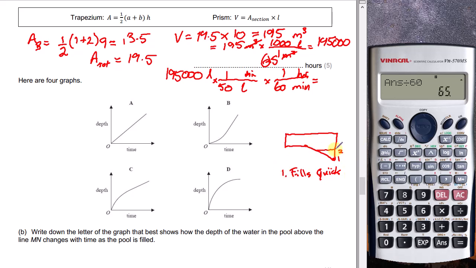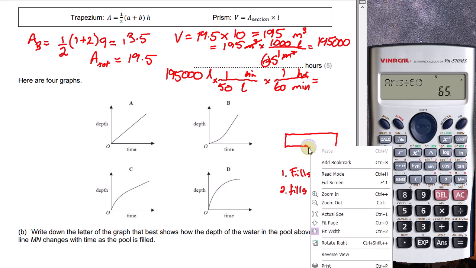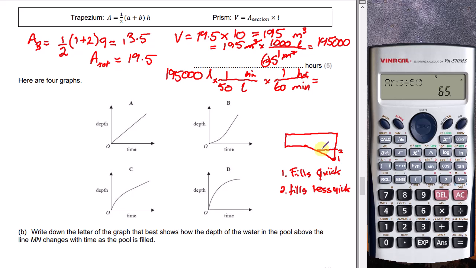Partway through, because this is wider, the volume it goes up by is going to slow, so it fills less quickly. At 3, we've got 2 values. It should be fairly slow. Doubly less quick.